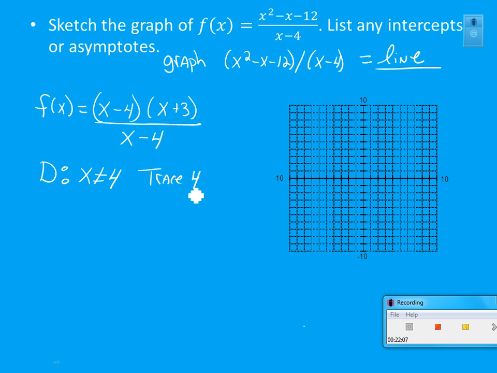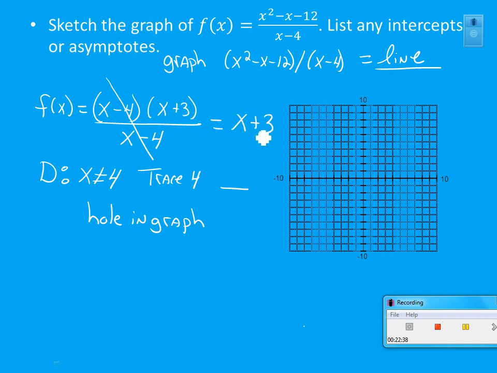And if you go trace 4, it shouldn't show you a y value. Here's how come. Notice that I can divide out these x minus 4s. Whenever you can divide out something like that, that means there's going to be a hole in your graph. That should sound familiar from last year. There's going to be a hole in your graph. Your graph's going to look like what's left, the x plus 3.